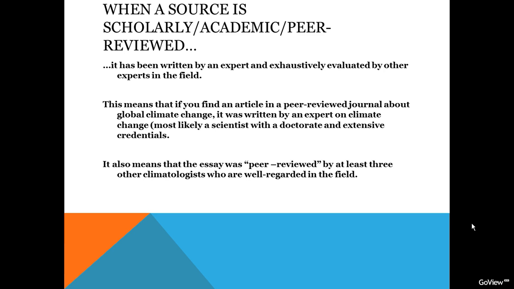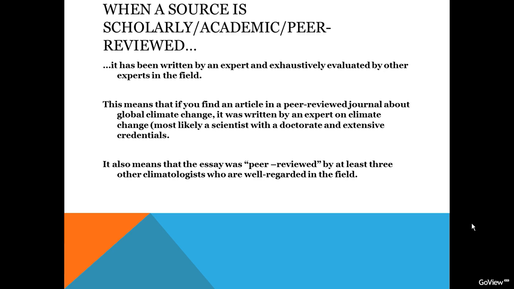have been written by an expert and exhaustively evaluated by other experts in the field. So this means that if you find an article in a journal about global climate change, then that article would be written by an expert on global climate change. And then the essay will be peer-reviewed by at least 3 other climatologists who are well-regarded, well-known in that field. Now, if you read an article on CNN.com or Fox News or the New York Times about global climate change, those articles have not been peer-reviewed and they were not written by experts.